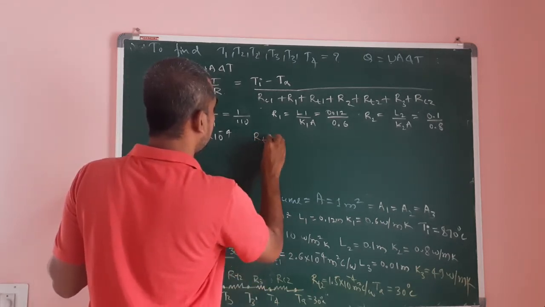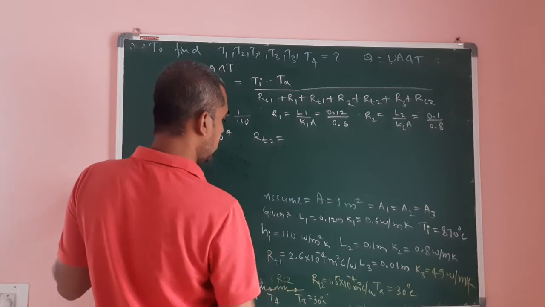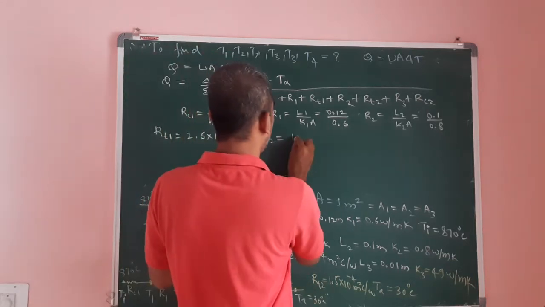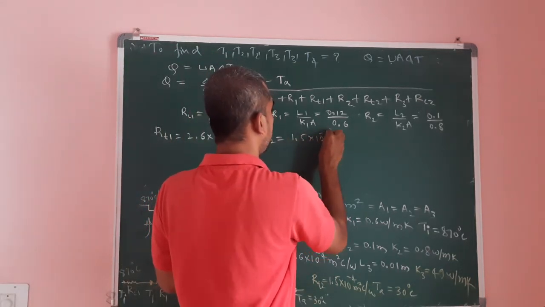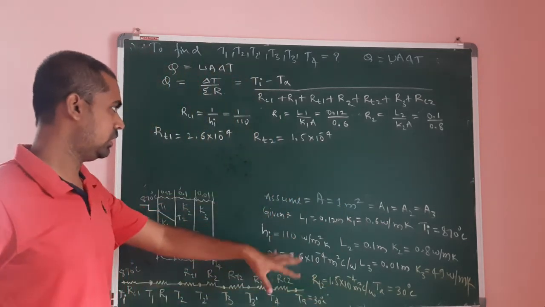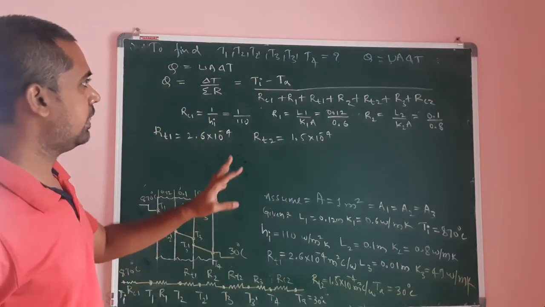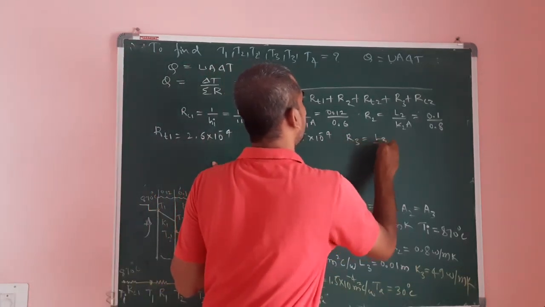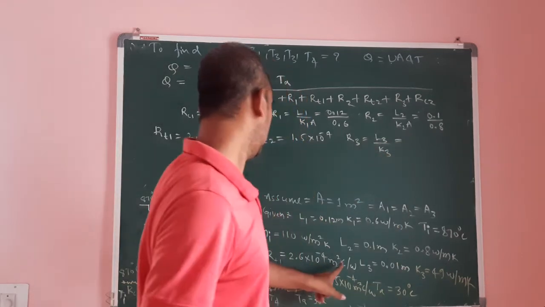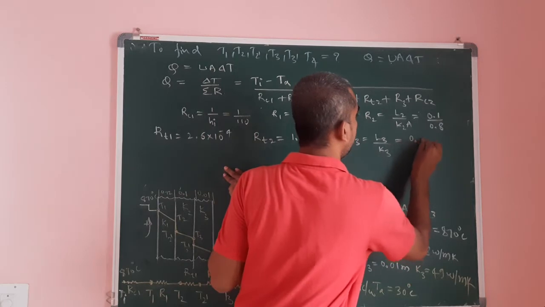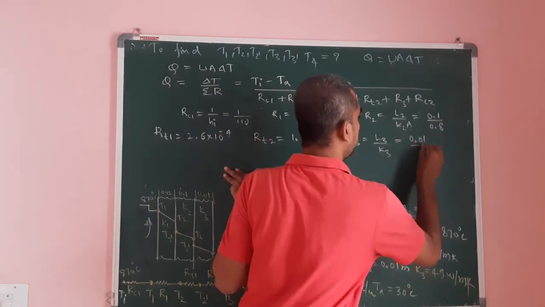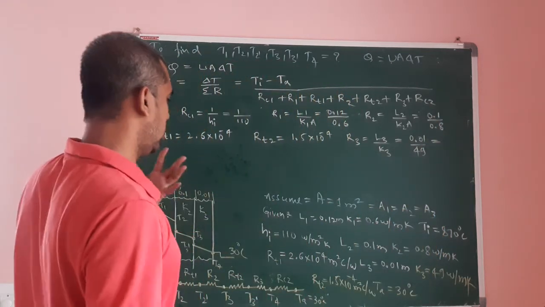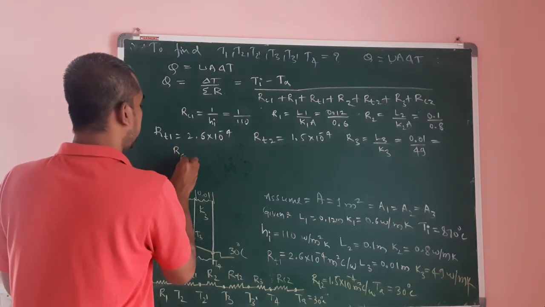RT2 is also given. RT2 is equal to 1.5 into 10 raised to minus 4. It is given. I will not write the unit here. Then R3 is equal to L3 divided by K3. L3 is equal to 0.01 divided by K3 equal to 49. Okay, we get R3.